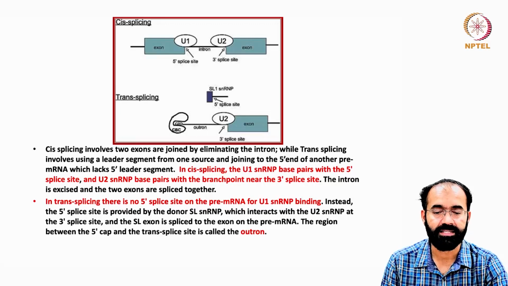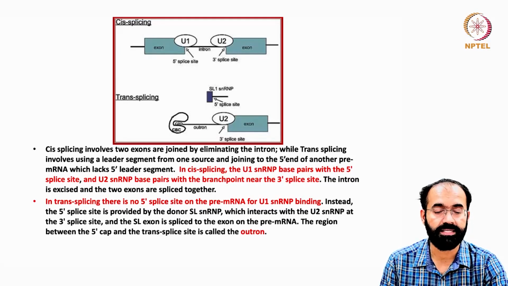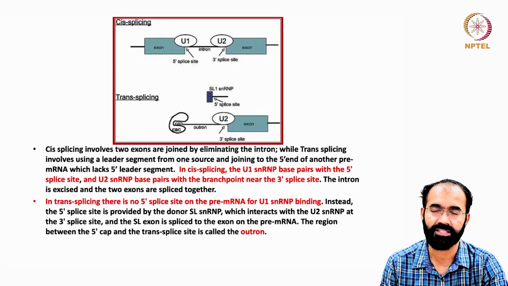In cis splicing, the U1 snRNP base pairs with the 5' splice site, whereas U2 snRNP pairs with the branch point where the A is, at the 3' splice site. The intron is excised and the two exons are spliced together, which we know very well. We have seen this with group 1, group 2 introns and also with the regular splicing.